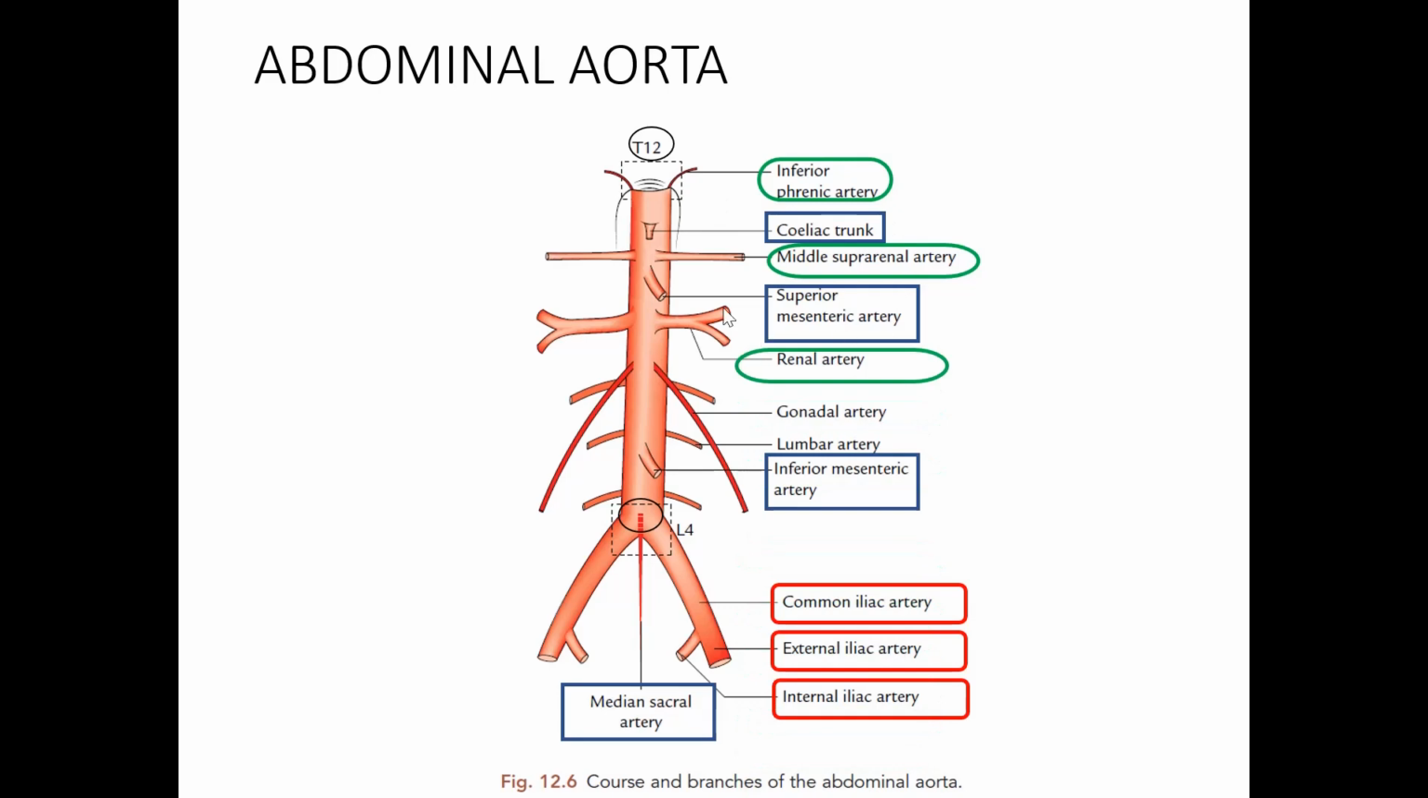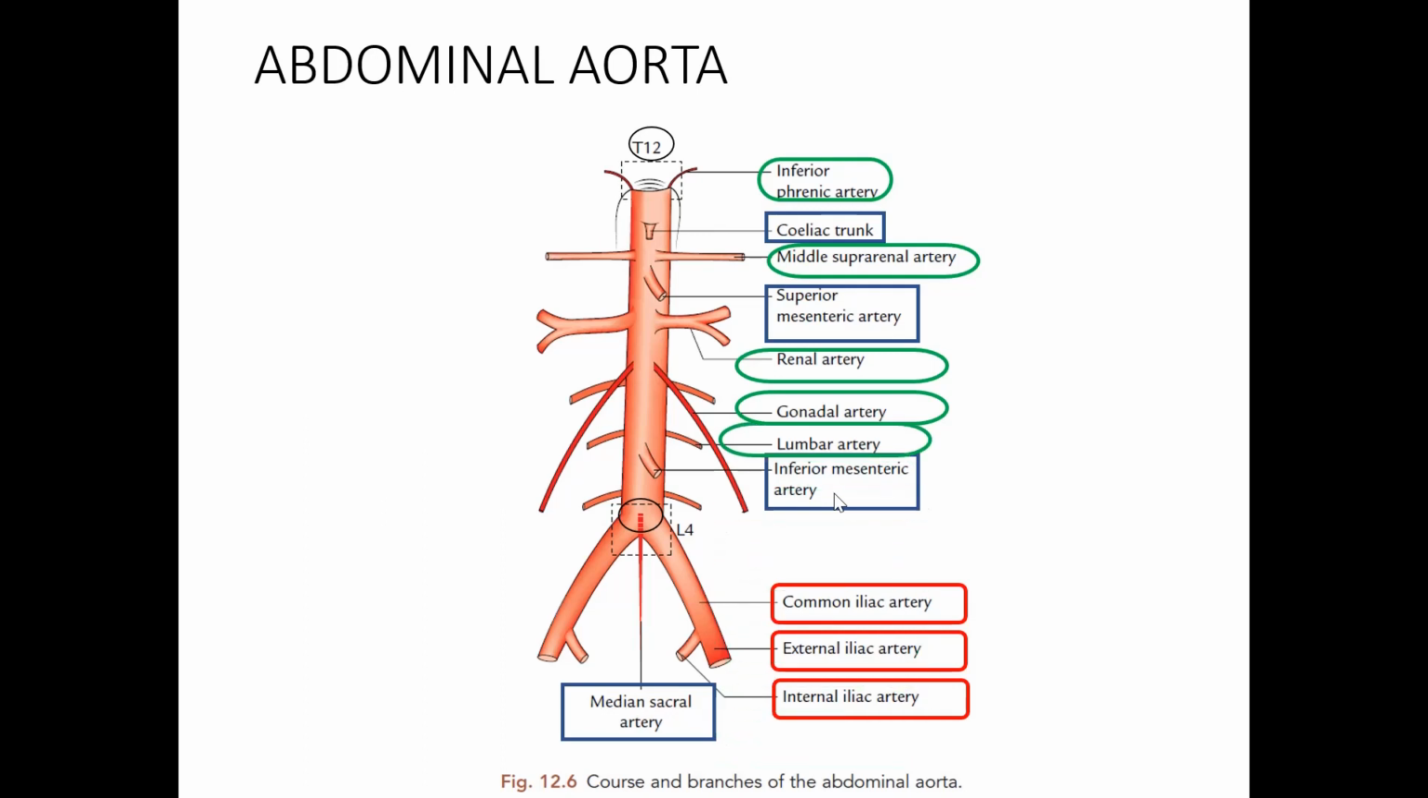The next artery is the important one, which is the renal artery, which supplies both the kidneys. That is, the right and the left kidney are supplied by this renal artery, which is a paired branch of the abdominal aorta. The next set of arteries are the gonadal arteries. For a male, it is the testicular artery, and for the female, it is the ovarian artery, which is again a paired branch.